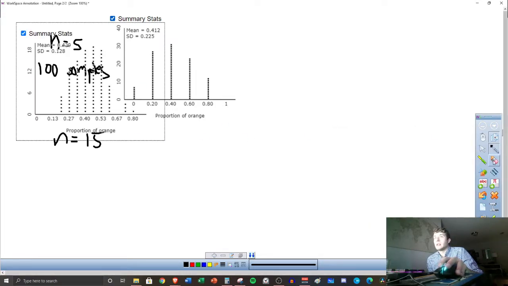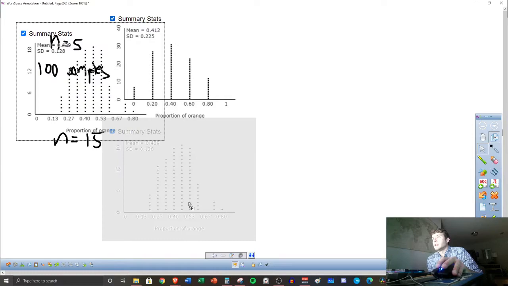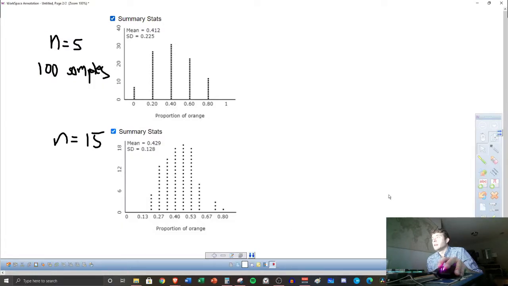Paste this one in. We'll try to line that up. But you can already see that it's a little bit tighter. We didn't have any samples that were 0. It's very unlikely that you're going to get 0 oranges. But it was more likely to get 0 when you could draw 5. So the odds of getting 5 that are non-orange are more likely.